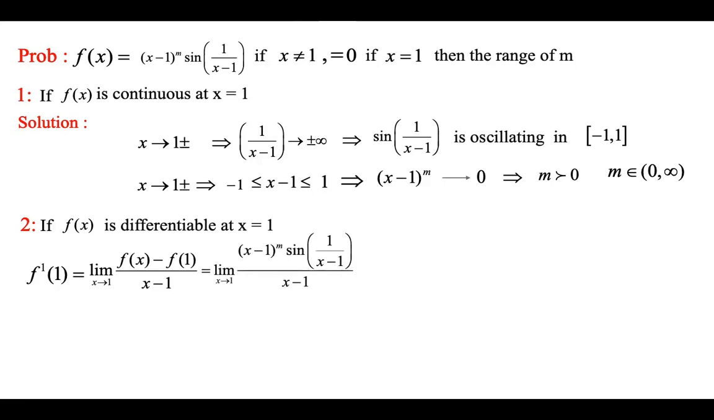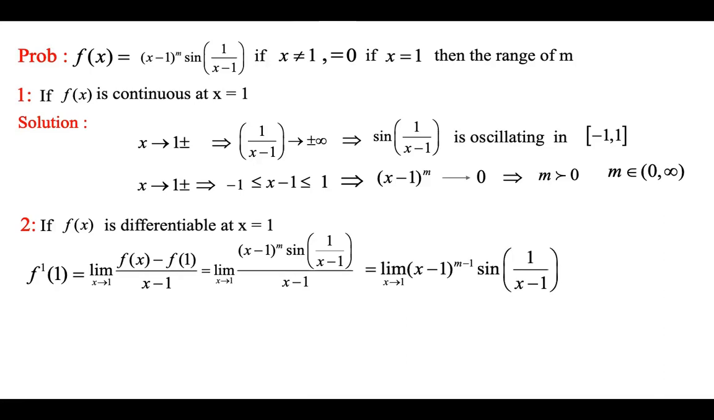f of x is nothing but x minus 1 to the power m into sine of 1 by x minus 1, and f of 1 is nothing but 0, divided by x minus 1. But you check this. This x minus 1 below, when you take it up, it becomes x minus 1 to the power m minus 1 sine of 1 by x minus 1. For the differentiability, we are expecting that this limit should exist. For the existence of differentiability, this limit should exist.